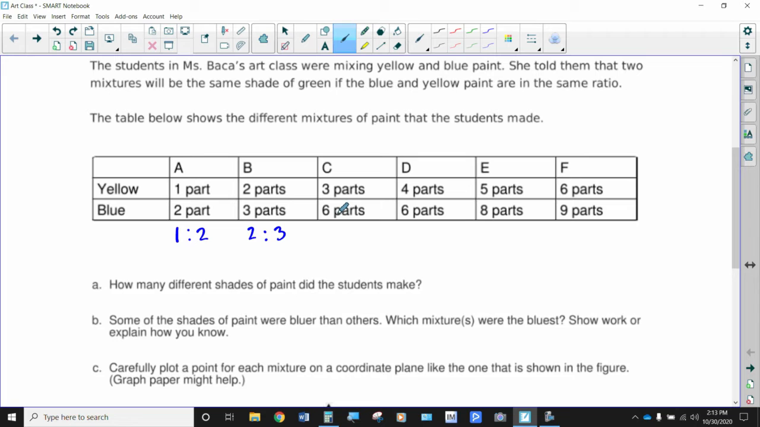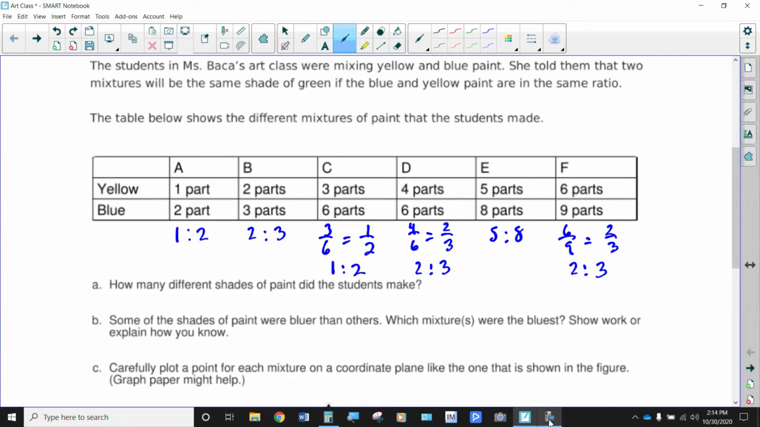This is a 3 to 6 ratio, which 3 out of 6 is the same as 1/2, right? So this is also going to be a 1 to 2 ratio. This is a 4 to 6 ratio, which when you simplify that, goes down to a 2 to 3 ratio. And then this one is a 5 to 8 ratio, and this is 6/9, which simplifies down to 2/3, which is a 2 to 3 ratio. So with that being the case, take a look at these and decide how many different shades of paint we have.